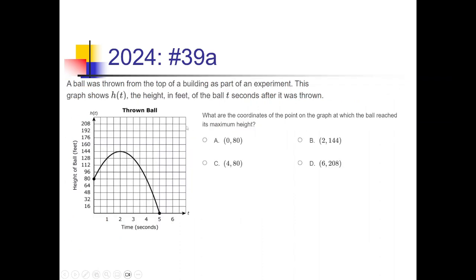For this multi-part problem, we have a ball thrown from the top of a building as an experiment, and the graph down here is showing the height in feet of the ball 8 seconds after it was thrown. So horizontally we've got time, and then vertically the y values, those are all heights. First part is they want the coordinates of the point on the graph at which the ball reached its maximum height. Well, the maximum height is right here, that's the top of the graph, and they just want that point, which is just going to be 2, 140. So that's choice B.